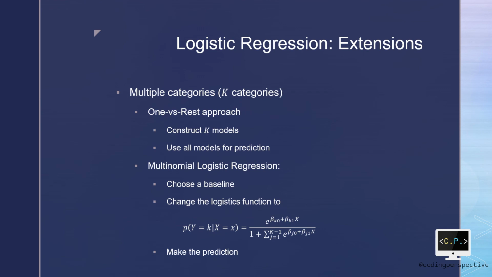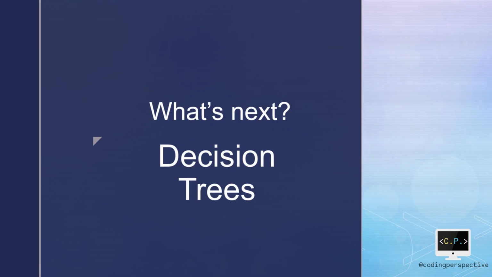The second way to deal with multiple classes is to change the logistic function so that it incorporates all the k different categories. In this case, you can use the logistic function where in the denominator you sum over all k minus 1 categories available. Note that for multinomial logistic regression, you need to select a baseline scenario. Thus, you need to consider this when you are interpreting your results.